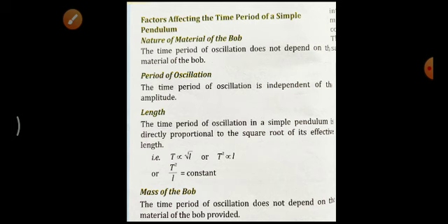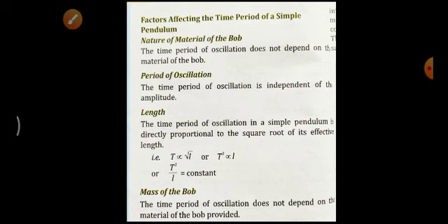The time period of oscillation does not depend on the material of the bob. Previously we learned that whatever the nature of the material is, the time period does not depend upon it. Then, it does not depend upon the amplitude of oscillation also. Then the mass of the bob also, it does not depend. That means the time period will not change according to the mass of the bob.